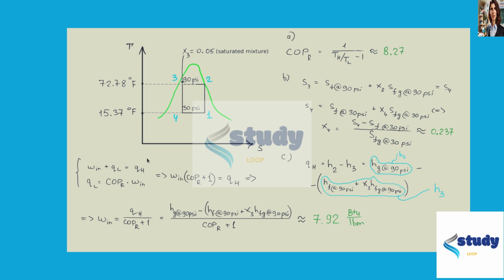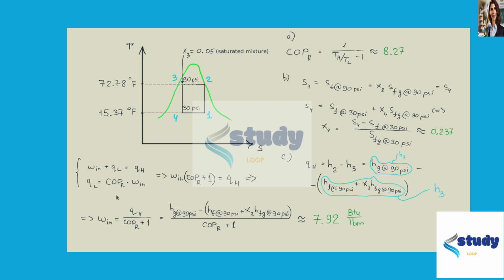Let's remember that from the conservation of energy, the amount of work performed by the compressor plus the amount of heat absorbed from the low temperature source equals the amount of heat rejected by the heatsink. Also, from the definition of the coefficient of performance of a refrigerator, it equals the amount of heat absorbed from the low temperature source divided by the work performed by the compressor. So we can multiply both sides by W in and then you get this equation.